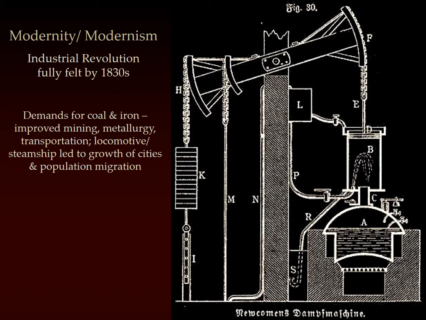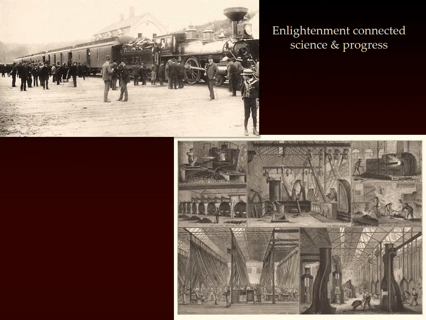Thus, the locomotive and the steamship will lead to the growth of cities and population migration from rural areas to urban areas, because that is where the jobs are located, and then, like today, people will always go where the jobs are. Now, the Enlightenment, as we have discussed, began in the late 17th century, connected to this notion that if we put our faith in science, then we will progress as a civilization, as a species, that things will get better.